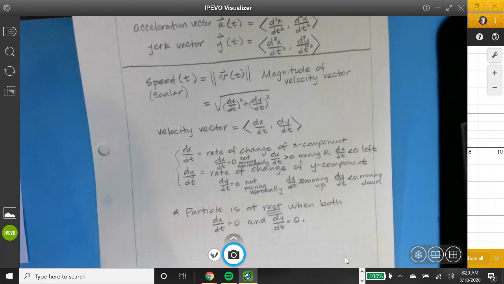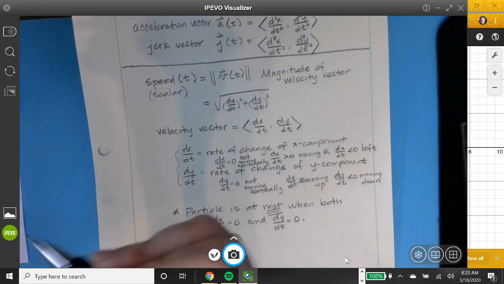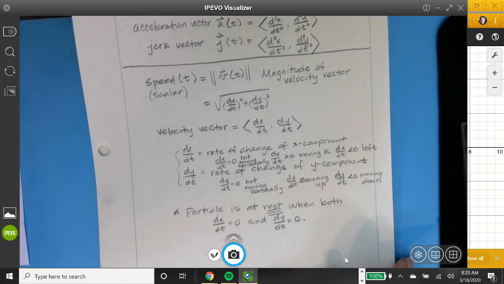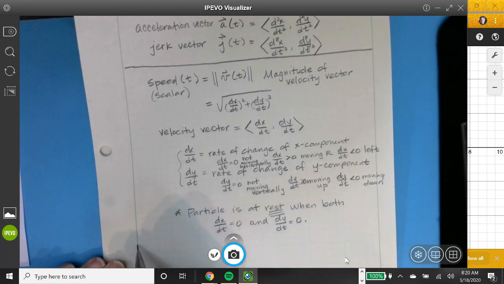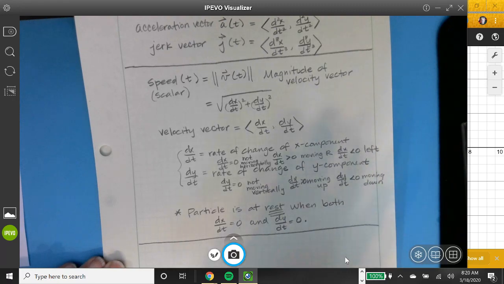Because you can have motion in the x direction and not have motion in the y direction. So if your dx/dt is 0, but your dy/dt is positive, that means you're moving up, but not left or right. So they have to both at the same time be equal to 0. That's a key thing to know. We'll talk about speeding up and slowing down later.